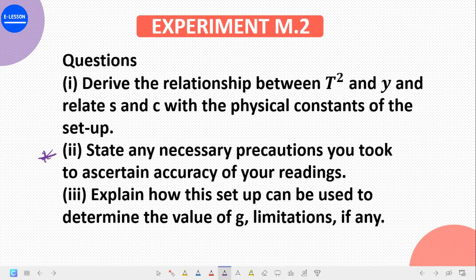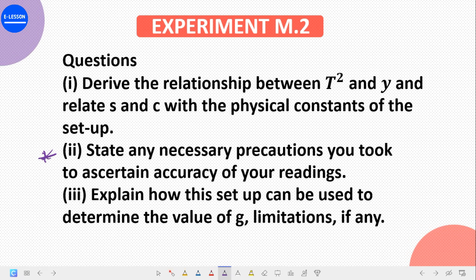Another thing is that your stopwatch was started when the pendulum started, when the oscillation started, as the bulb started moving to and fro. So all those are precautions that you took to ensure accuracy of reading. Another thing is that you make sure that the environment is airtight to prevent wind, because if there is wind, it will disturb the oscillation of the bulb.